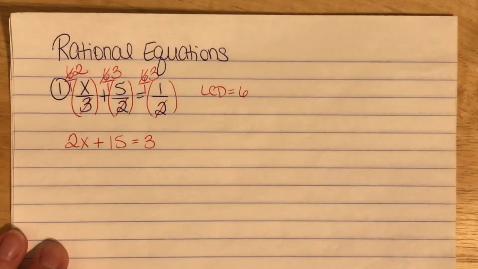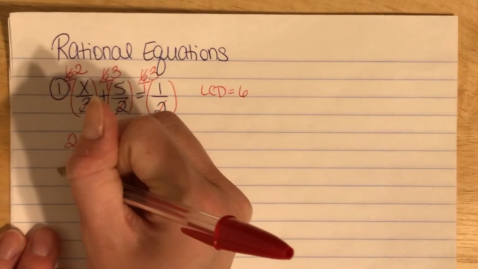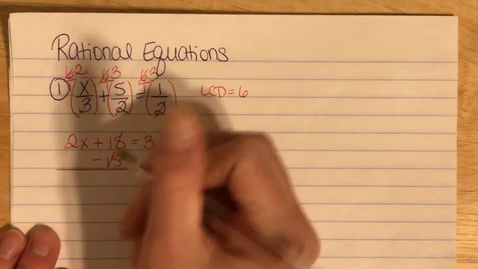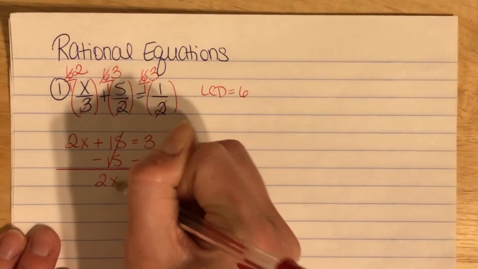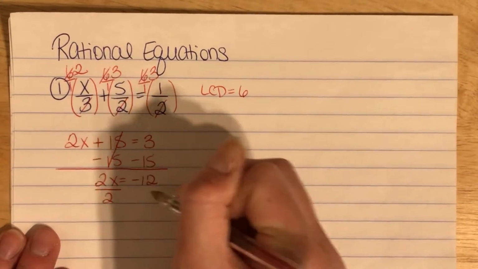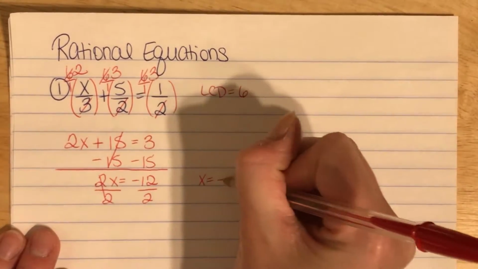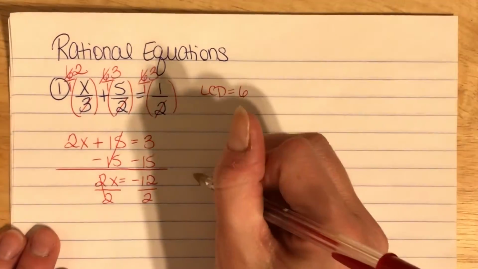So now I have a nice linear equation, 2x plus 15 equals 3. So now I'm going to minus the 15 on both sides. I get 2x equals negative 12. Divide both sides by 2. And I get an answer of x equals negative 6.